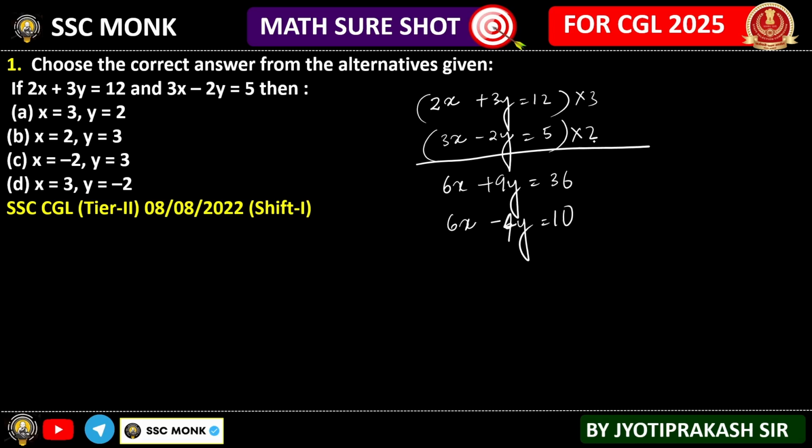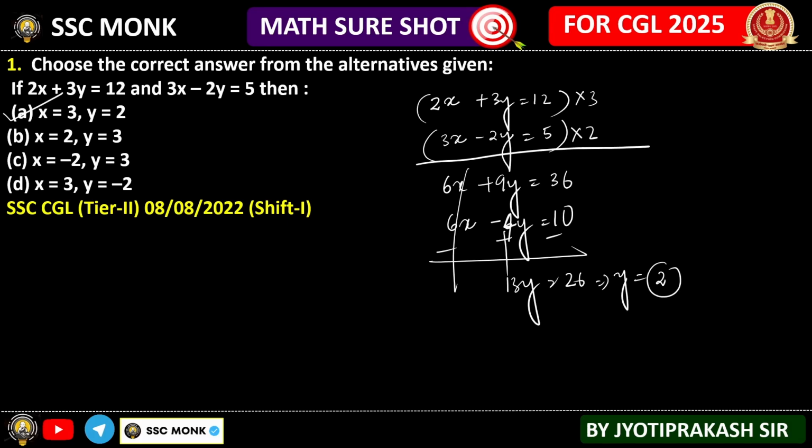Now see, this step you can do in your head. You can directly write it. This way you will save your time. Okay. Now if I subtract, this will be added, this will be taken out, this is gone. 9 plus 4 is 13y is equal to 36 minus 10 is equal to 26. 13y is equal to 26. So y value is equal to 26 by 13, that is 2. So if y is 2, which are the possible options? A is the only possible option, that is the right answer, option A.